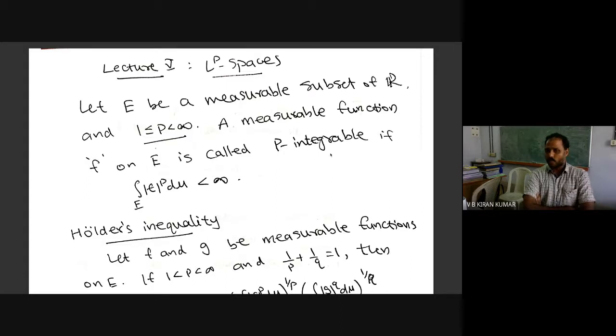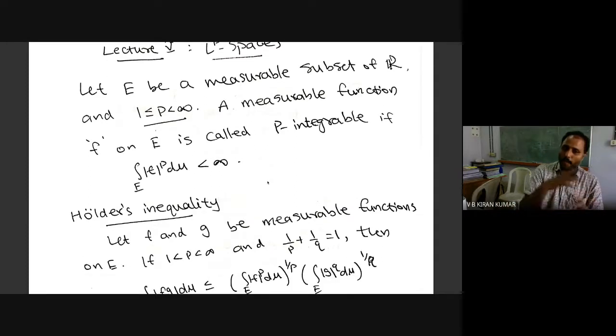Whatever things I do, most of them will be valid for any measurable subset. But there are some differences between finite measure spaces and other spaces, which I will explain later. So now you have a measurable subset of R, and you take 1 less than or equal to p finite. A measurable function f on E is called p-integrable if the integral over E of |f|^p is finite. This is what I call a p-integrable function. In fact, I am going to collect all p-integrable functions and construct a space.